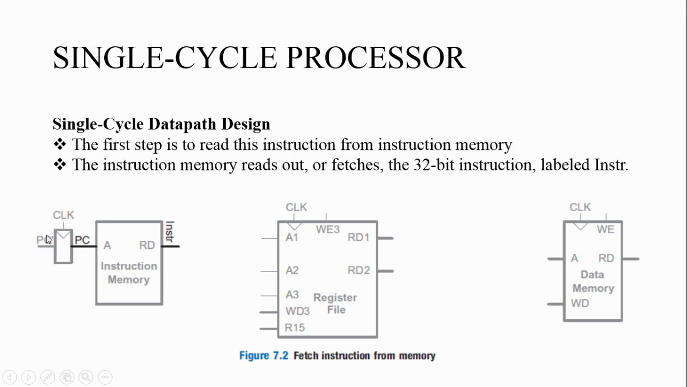In the program counter, PC dash means the next instruction. PC gives the address of the current instruction, and PC dash will be the address of the next instruction. The address in PC will be given to the A port of the instruction memory. Whatever instruction is present at that address will be sent out through the RD port, or the instruction port. By using these two connections, you are reading the first instruction from instruction memory and sending it out through the instruction bus.